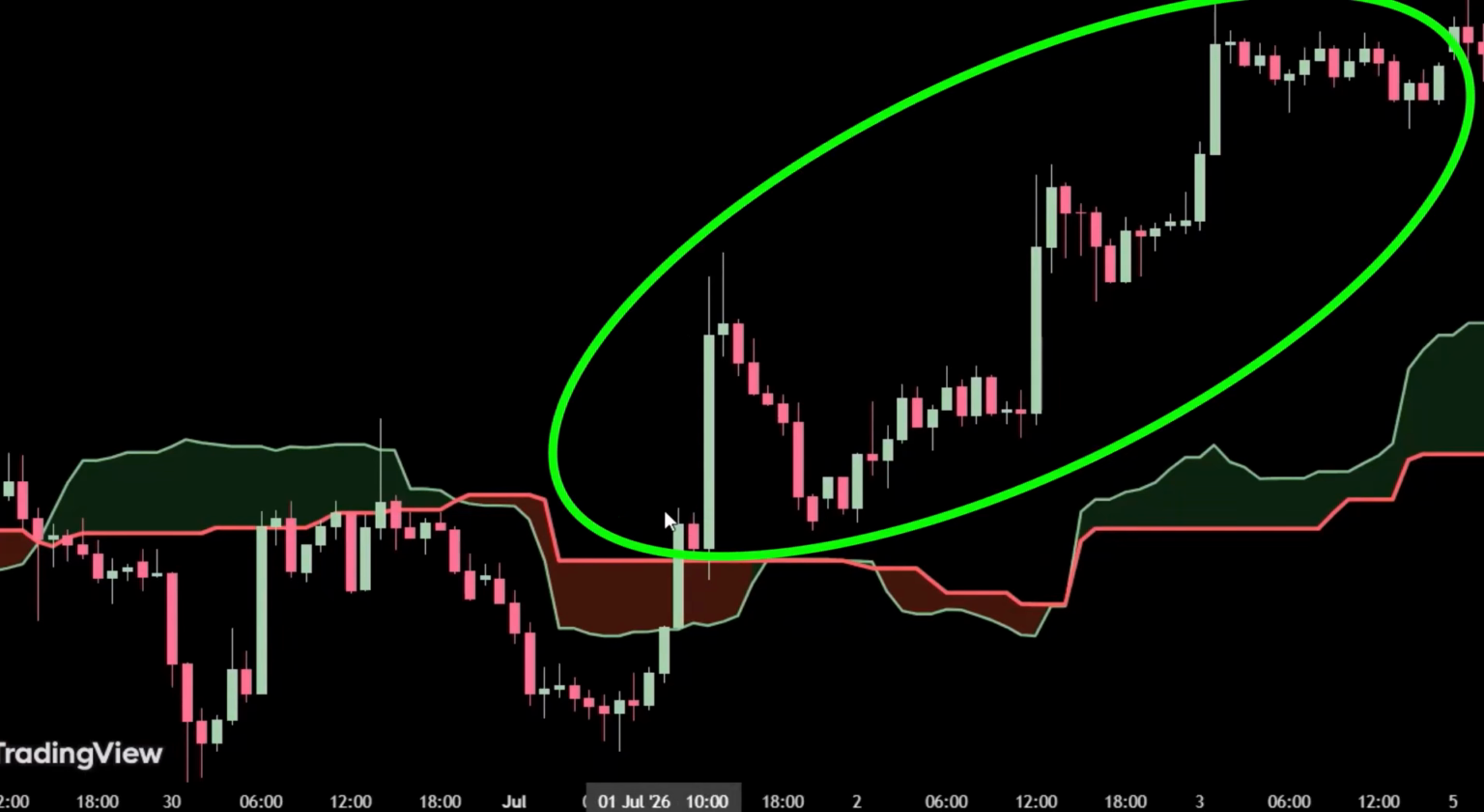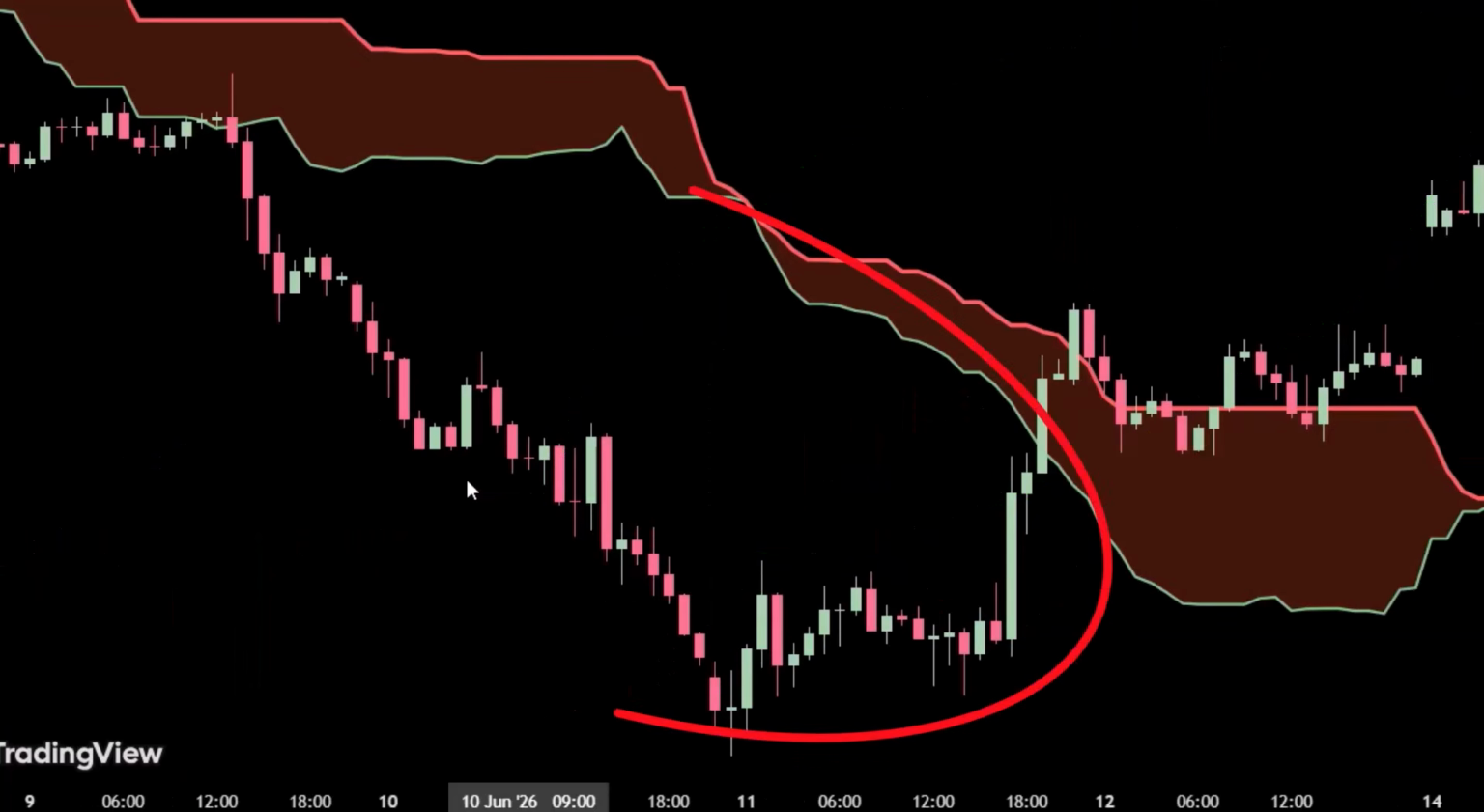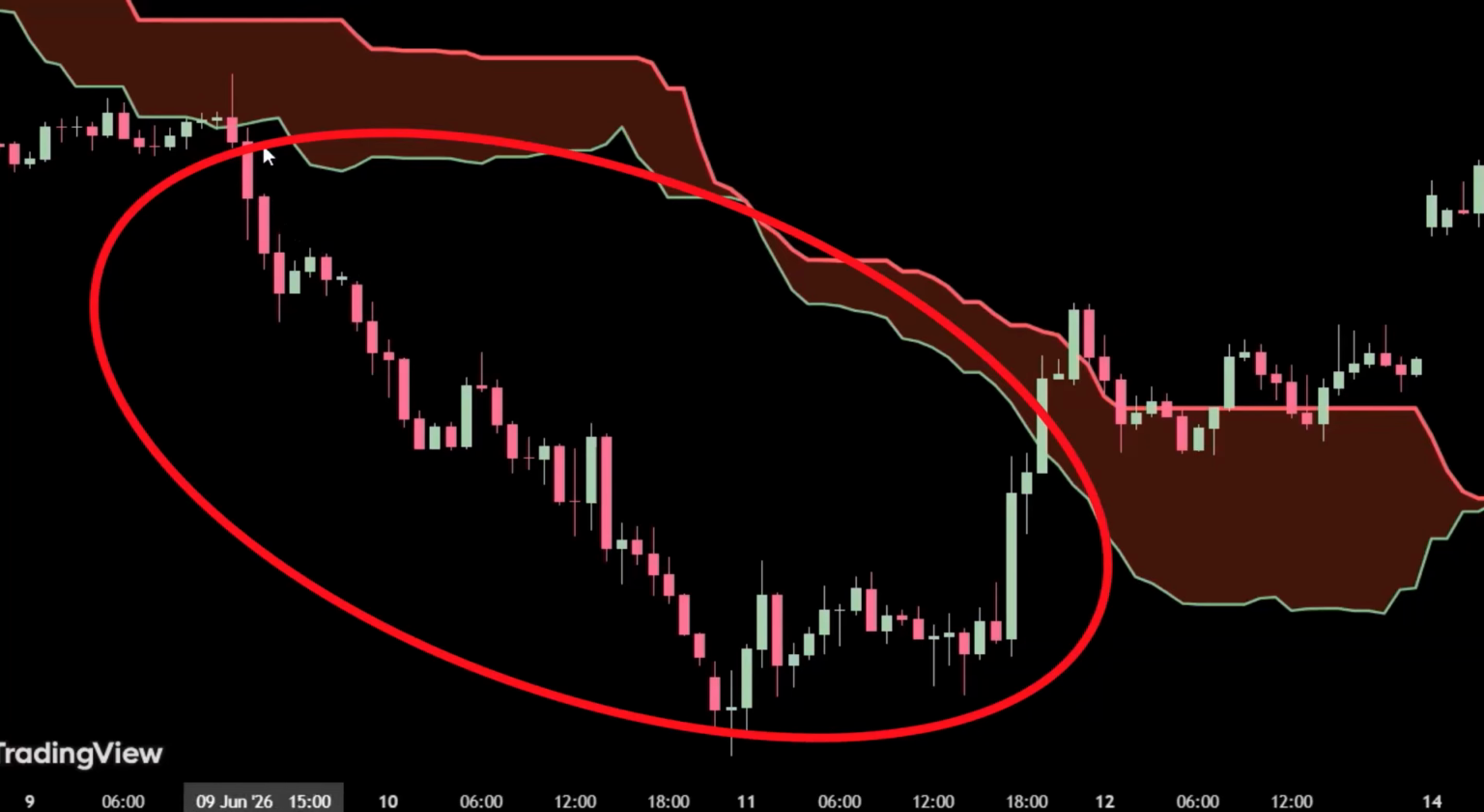When the price is above the cloud, it shows that buyers are becoming stronger and the market has a bullish environment. When the price is below the cloud, it shows that sellers are becoming stronger and the market has a bearish environment. Think of the cloud as a filter. It does not give us the exact entry point. Instead, it helps us decide which direction we should focus on.